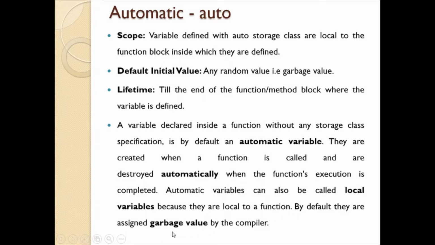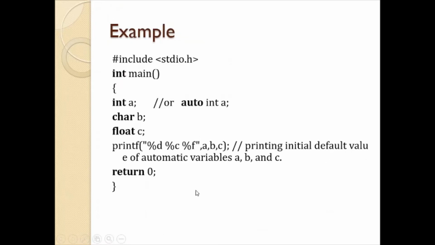By default, they are assigned a garbage value. Let us see an example. Here we have defined some variables. The first variable A is of type integer, B is of type character, C is of type float. Here we have not used any storage classes, so these are nothing but local variables. These are local to the main function.